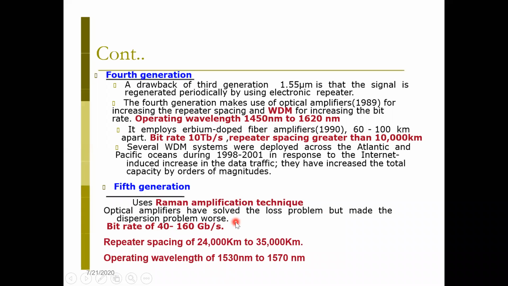Raman amplification technique was used, so it solved the loss problem, but it made the dispersion problem worse. The loss in terms of signal strength we could solve using the Raman technique, but again the dispersion problem was there. So research goes on to reduce the dispersion. Fiber loss till now in the 5th generation remains at 0.2 dB per kilometer. Dispersion problems still are there, even though we have improved, and research is going on to have fiber of different kinds and many such techniques to reduce the dispersion.